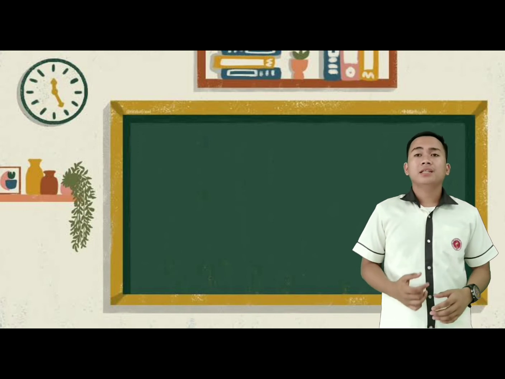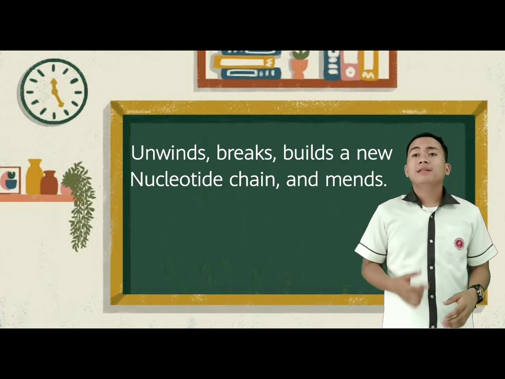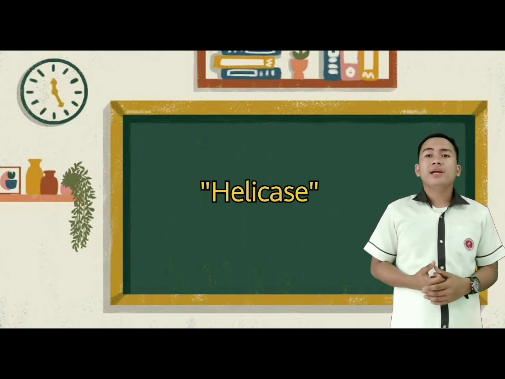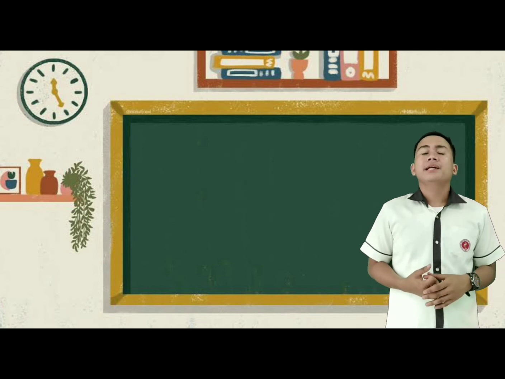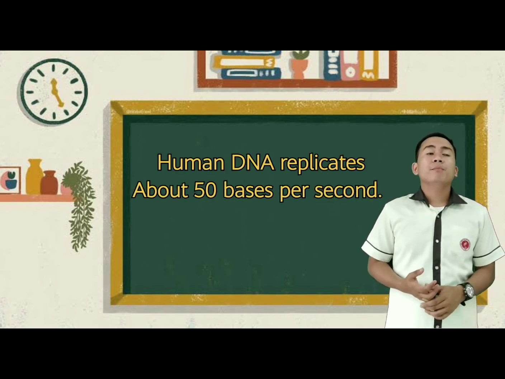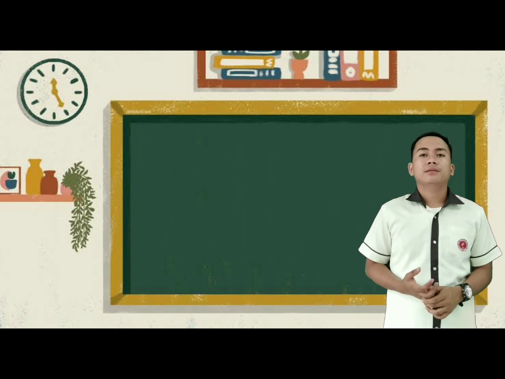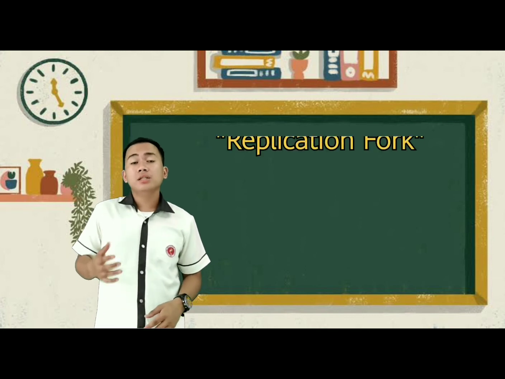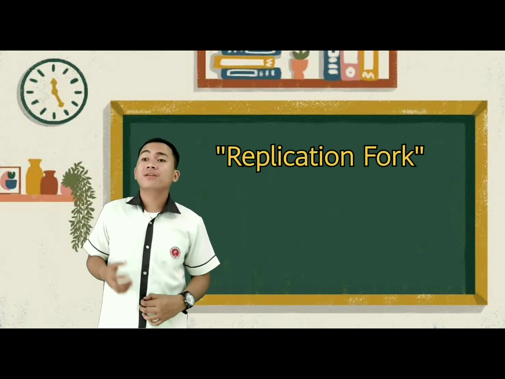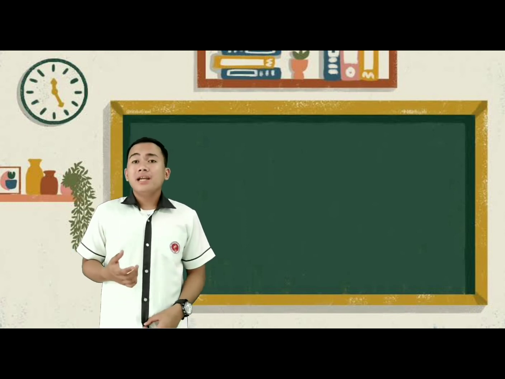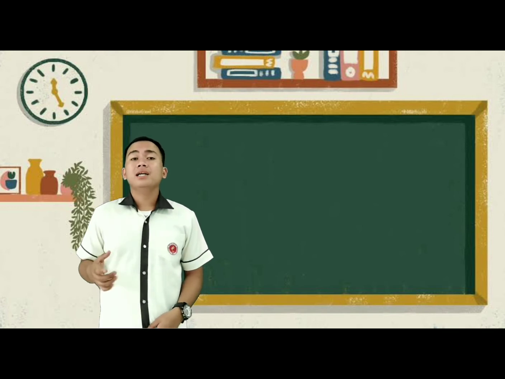When DNA replicates, it unwinds, breaks, and builds a new nucleotide chain and mends. An enzyme called helicase unwinds and holds apart replicating DNA, enabling other enzymes to guide and assemble a new DNA strand. Human DNA replicates about 50 bases per second. A site where DNA is locally open, resembling a fork, is called replication fork. Again, class, what is replication fork? Okay, very good. It is the site where the DNA is locally open and resembling a fork.